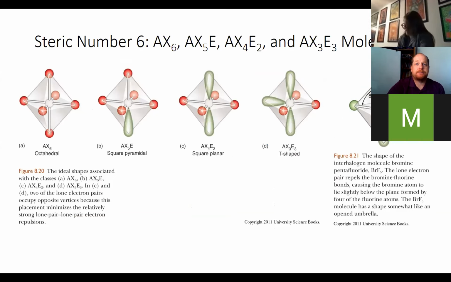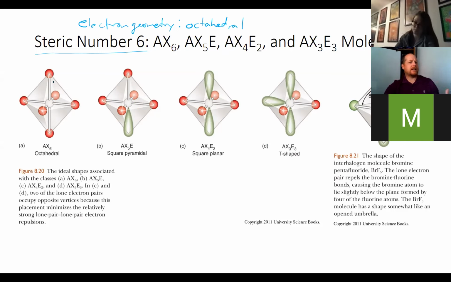And finally, when we look at steric number 6, steric number 6 is going to have an electron geometry that is called octahedral. Octahedral electron geometries come about when you have 6 electron groups. And you might be saying to yourself, well, how is 6 and octahedral, how did that go together?